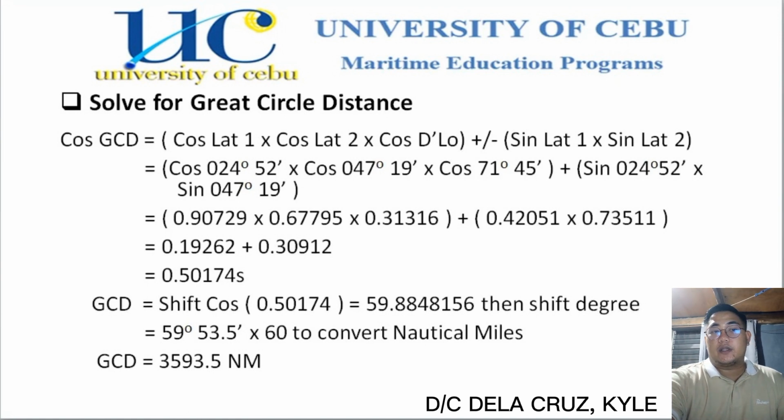In order to convert to nautical miles, you need to multiply it by 60. So 59 degrees and 53 minutes 0.5 seconds times 60, and our GCD would be 3,593.5 nautical miles. That will be all.